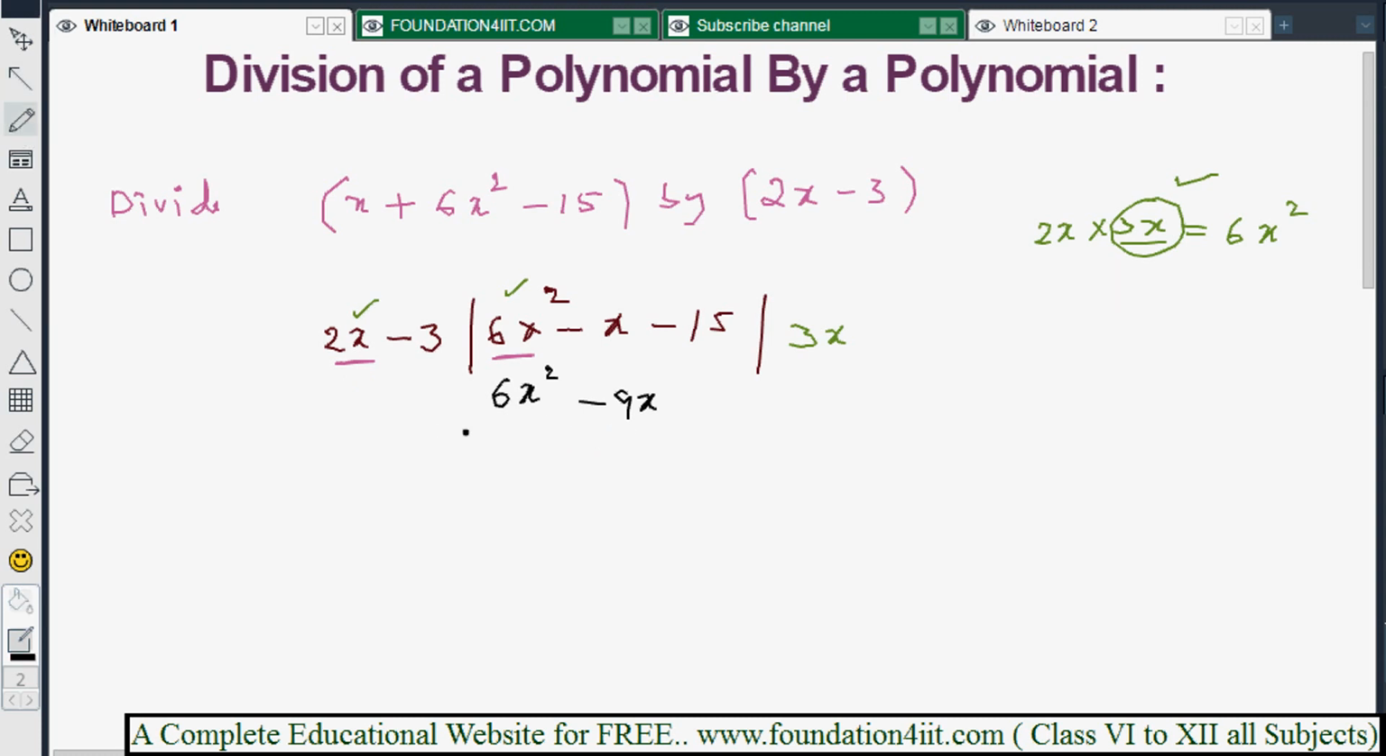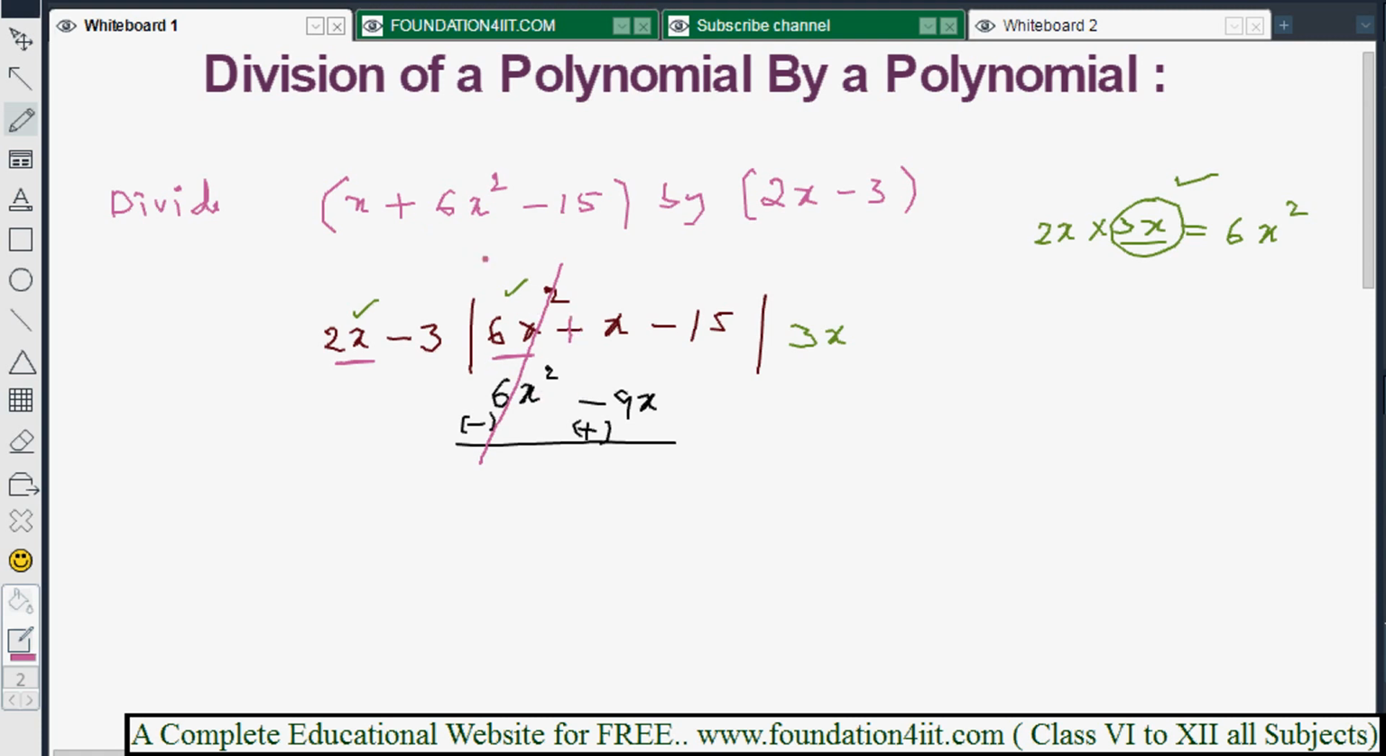Now do subtraction, like in division, I will subtract. Subtraction means you should change the sign. So plus 6 becomes minus, minus 9x becomes plus 9x. Now do addition. The first terms always get cancelled because we got the same thing: plus 6x square, minus 6x square. And minus x plus 9x.